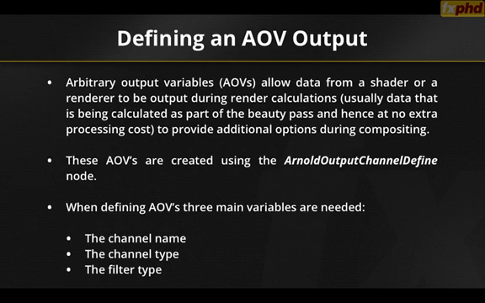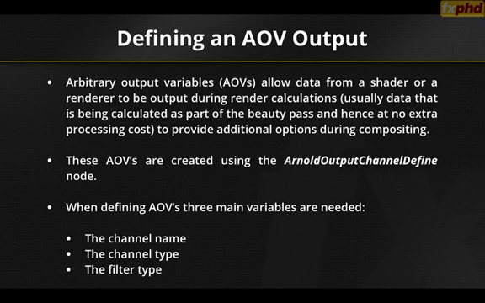Now, defining AOV passes allows data from the shader or the renderer to be output during render calculations. And this is obviously just the normal way AOVs work. And as we know, AOV stands for arbitrary output variables. So these are all your point pass, normal pass, Z depth, etc. And the AOVs in Katana for Arnold are created using the Arnold output channel define node. Okay, now when defining AOVs, 3 variables are needed: the channel name, the channel type, and then the filter type.